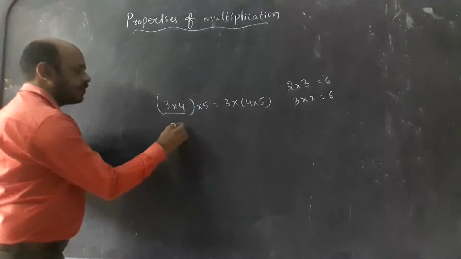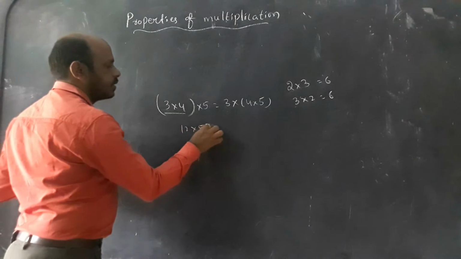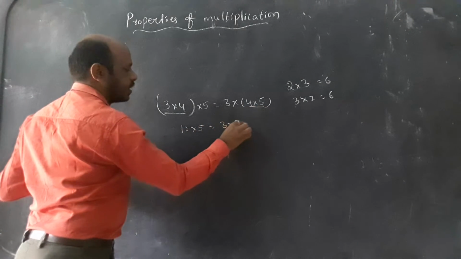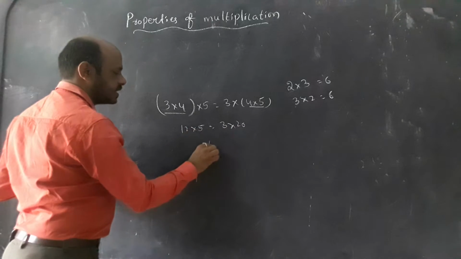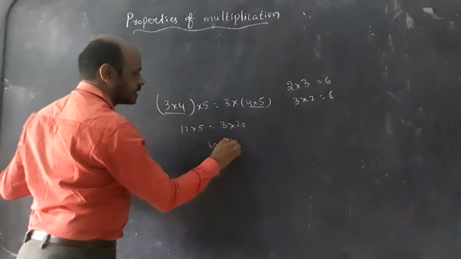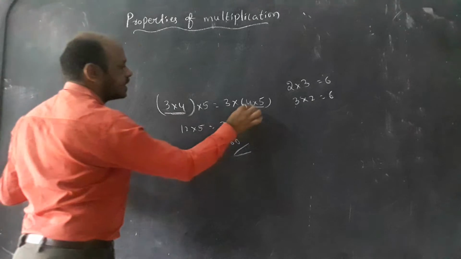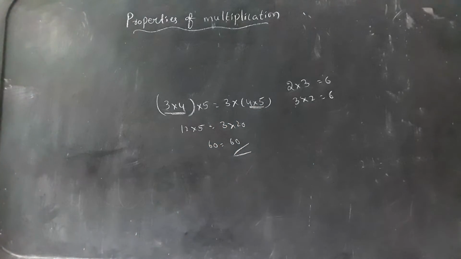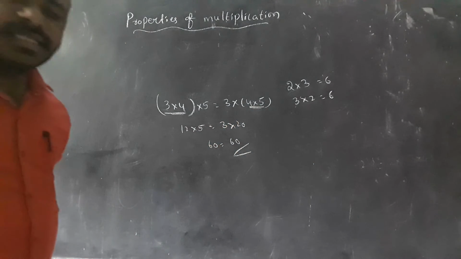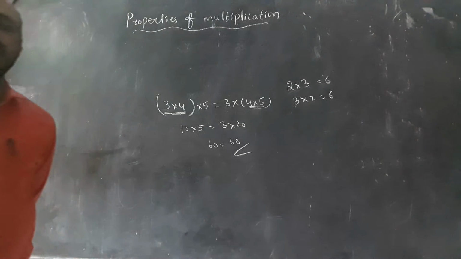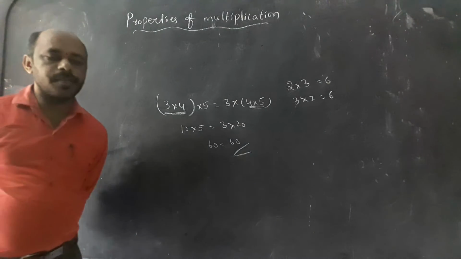See here, 3 into 4 is 12, into 5; 4 into 5 is 20, and 3 into 20. 12 into 5 is 60, and 3 into 20 is 60. See, whenever we change the grouping, the product is the same. Like this, we call this property the grouping property.